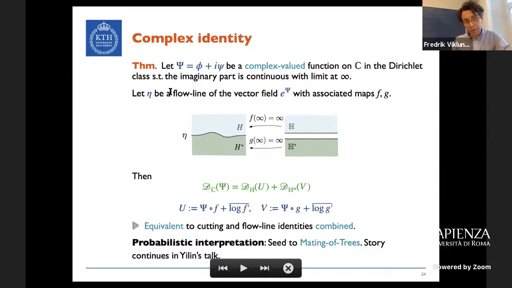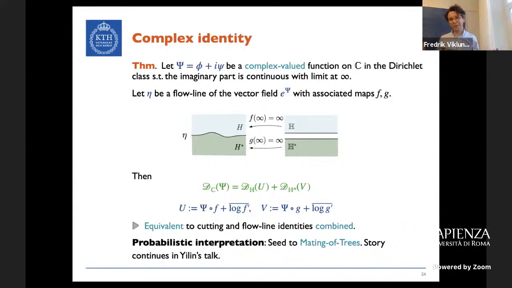And okay, so this is now equivalent to the cutting and flow line identities combined. So this is even more vague than what I said before, but somehow the probabilistic interpretation of this result is something that we were a bit puzzled by or thought a lot about. And in some sense, it can be viewed as a kind of seed or some kind of facet of this mating of trees story due to Miller-Sheffield, Duplantier, Miller, and Sheffield.